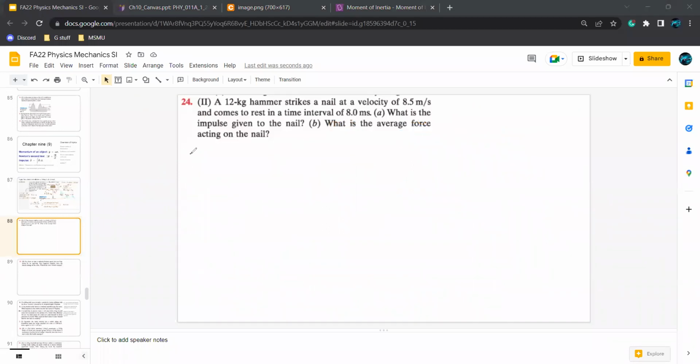So this one you have a nail. And you've got a hammer, which I'm just gonna do as a block like this. I'm not trying to draw. That's a hammer. And then it's gonna strike the nail at a certain velocity. So we're gonna do this again. But this time it's asking for the average force and the impulse, right?